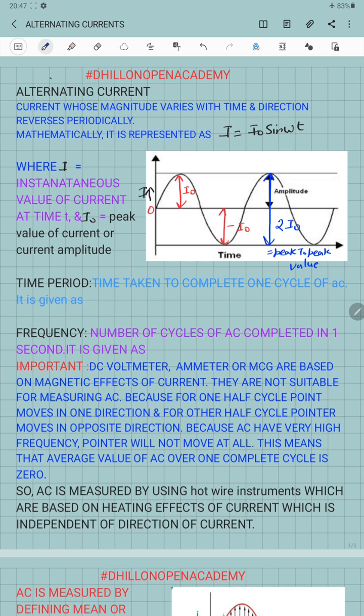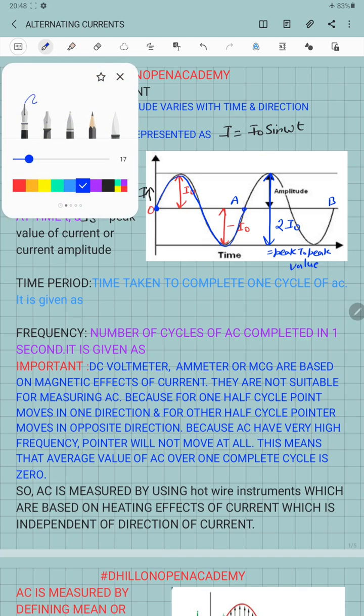The time taken to complete one AC cycle we call the time period. The AC cycle starts from over here and completes itself over here. So from point O to point A, we have one AC cycle. From A to B, we have the next alternating cycle. One alternating cycle can be divided into two equal halves. One half is known as the positive half cycle, which lies in the positive region.